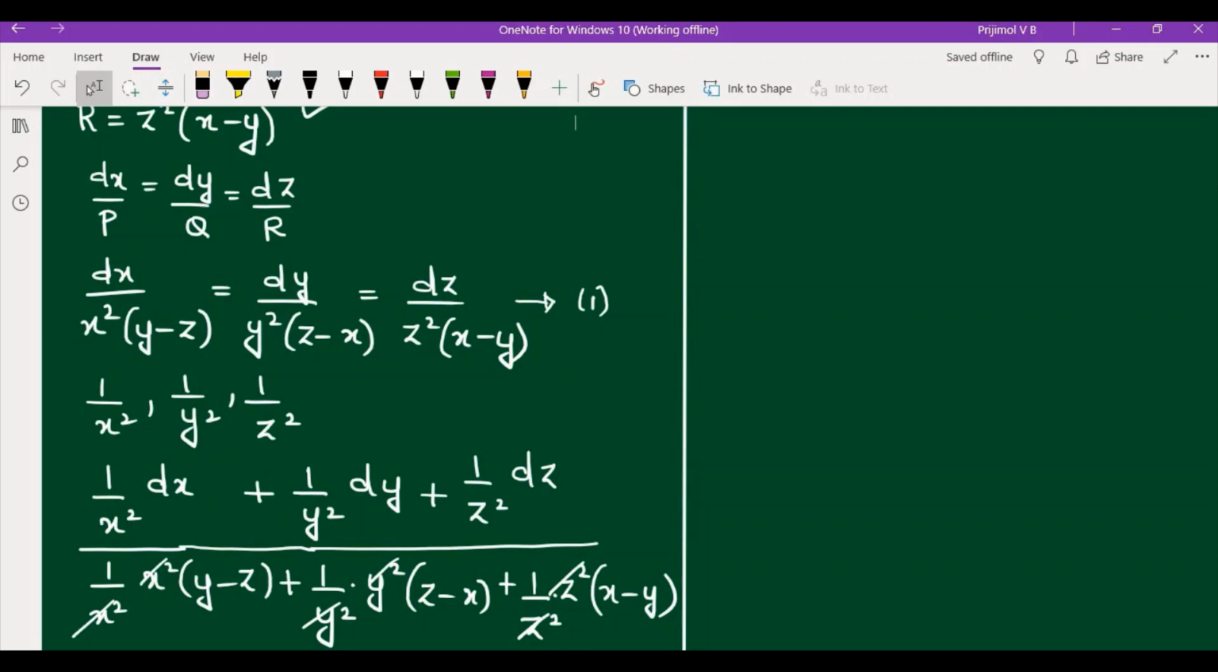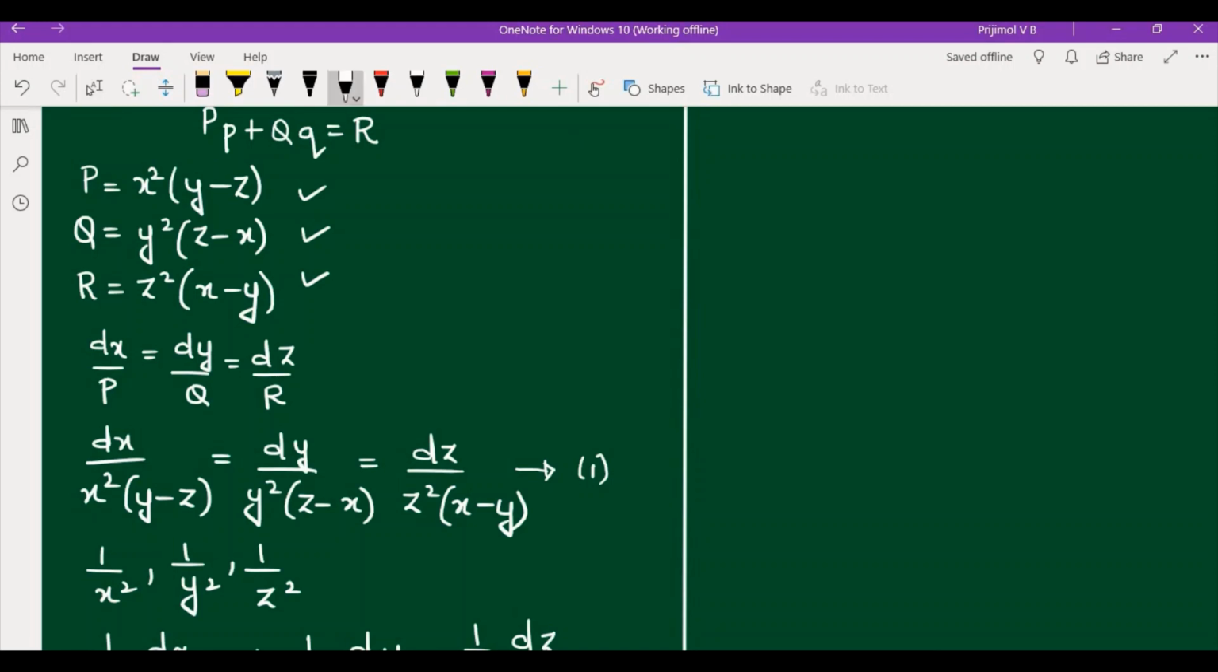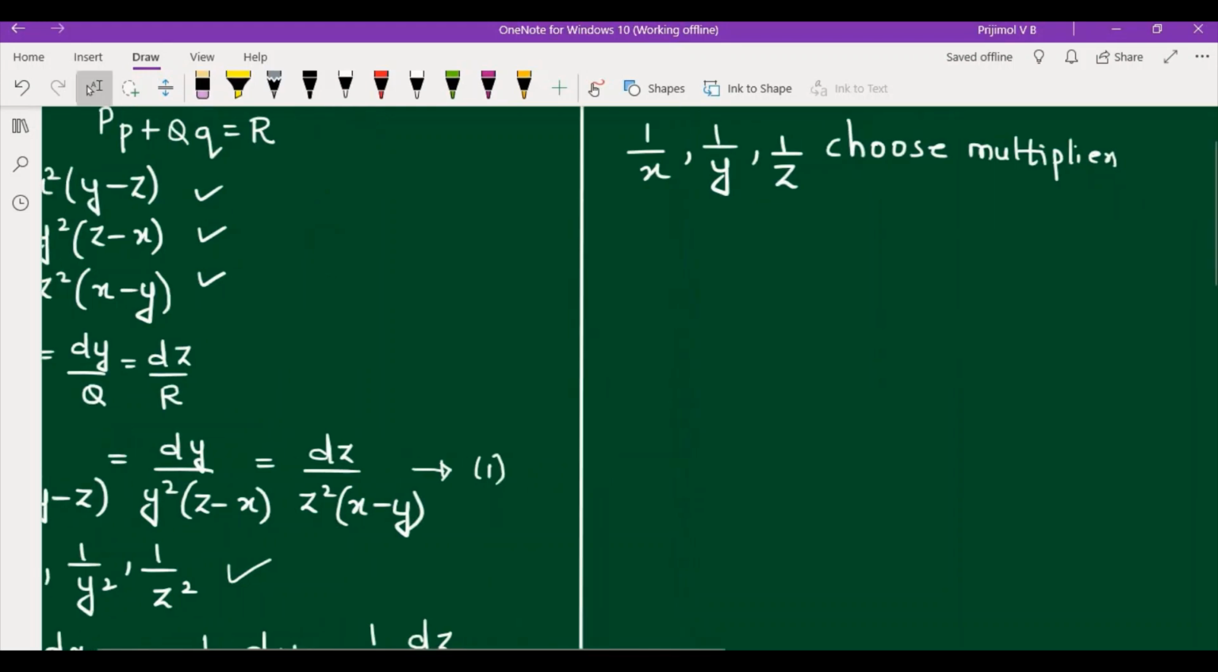Similarly, I am going to choose another set of multipliers so that the denominator becomes 0 or the whole ratio must be integrable. So here let us see what happens. In our first case I have selected 1 by x square, 1 by y square and 1 by z square. In our second solution, let us choose the multipliers as 1 by x, 1 by y, 1 by z. Choose these as the multipliers. Okay. Now after choosing these as the multipliers, now let us see what happens to our ratio.